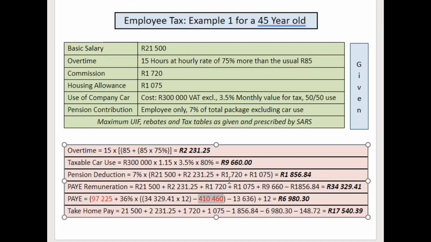410,460 is given. So don't ask me where I get it. They give it to you in the tables. And 36%, you will read it off from the table. They don't give it to you, but you read it off from the table. I'm going to show you how it works later.